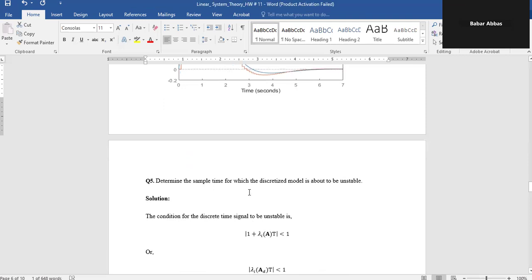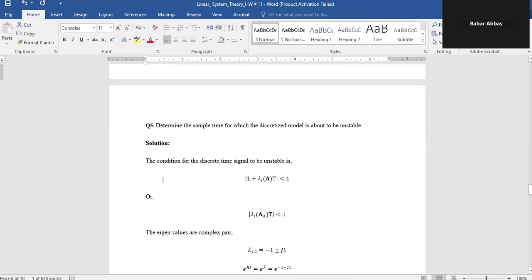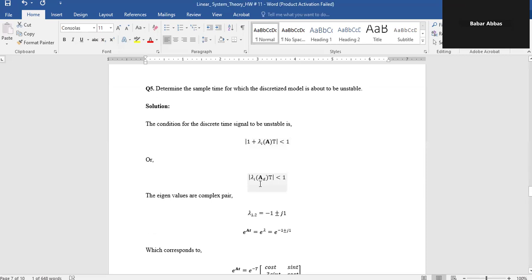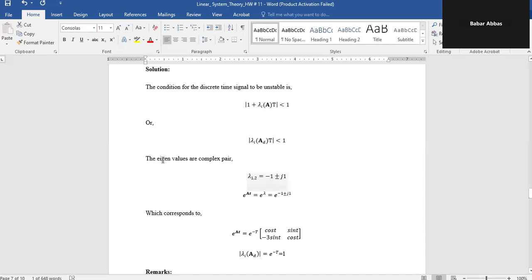Question number 5 states: determine the sample time for which the discretized model is about to be unstable. For the first order approximation, the modulus of 1 plus lambda i of the A matrix times the sample time should be less than 1. Or in other words, the eigenvalues of the discrete time A matrix are related to the eigenvalues lambda 1 and 2 of the continuous time system.